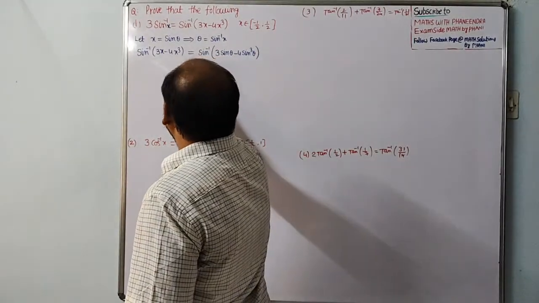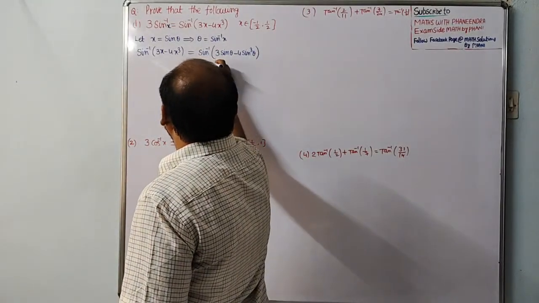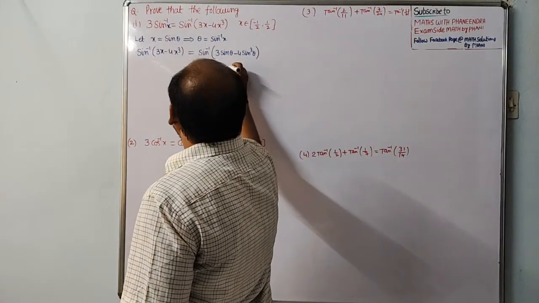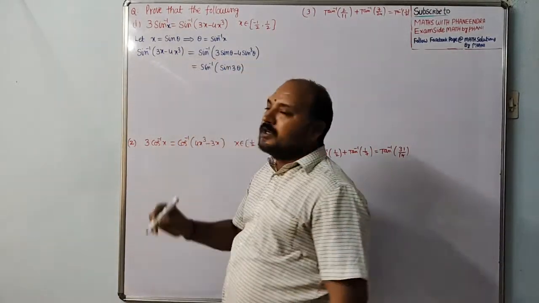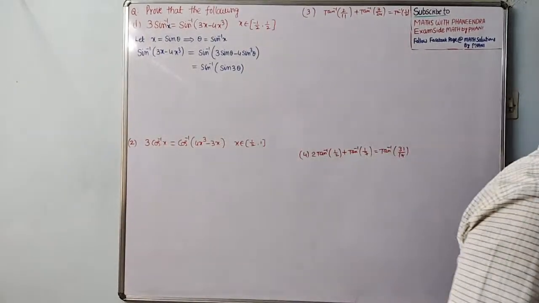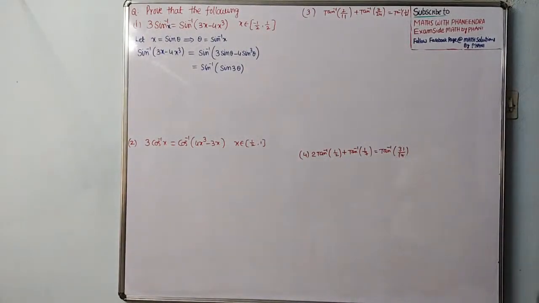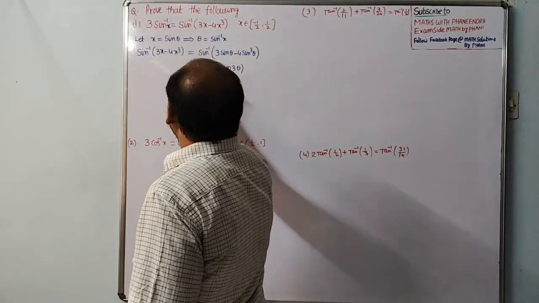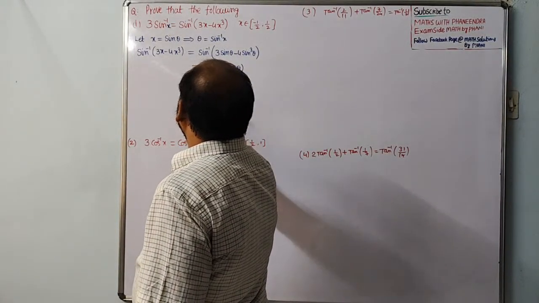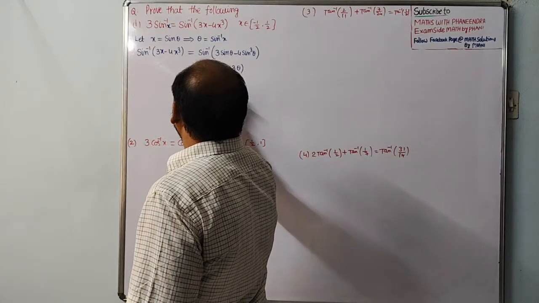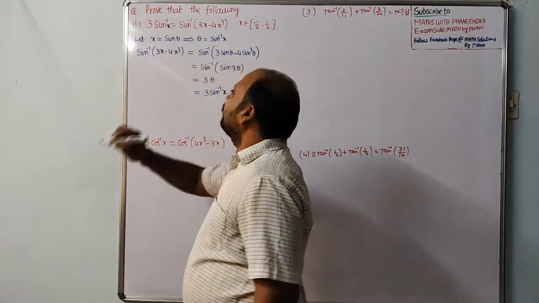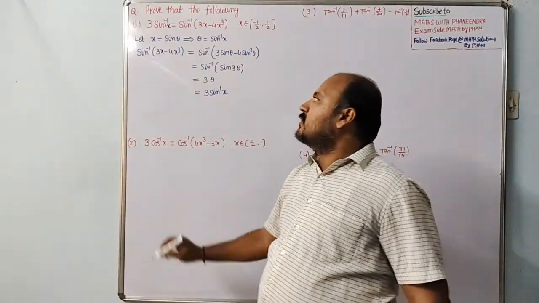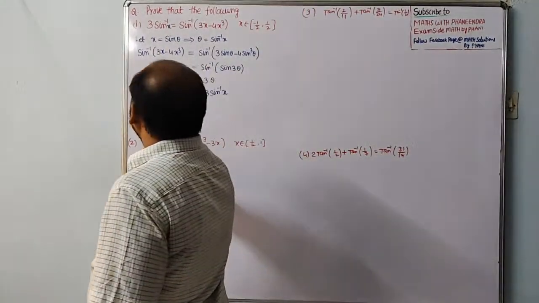that is equal to sine inverse of 3 sine theta minus 4 sine cube theta. This is the sine 3 theta formula, dear students. That is equal to sine inverse of sine 3 theta, which is 3 theta only, no? That is equal to 3 into sine inverse x. Hence proved.